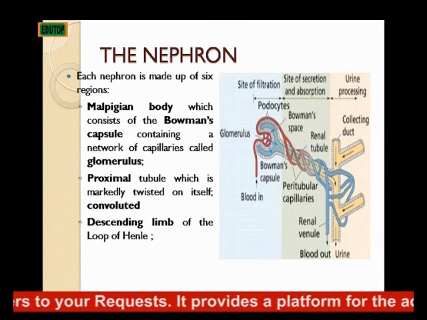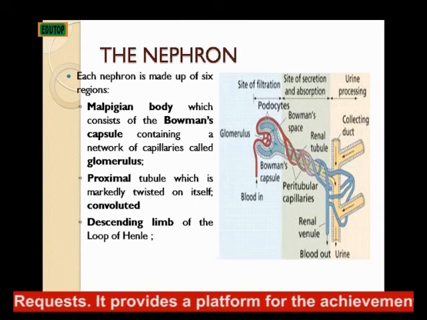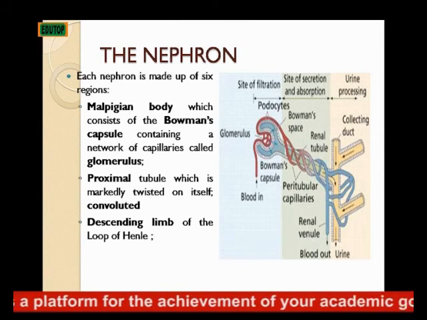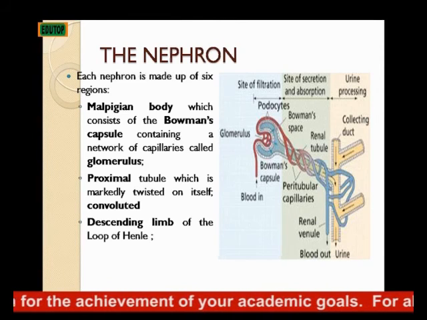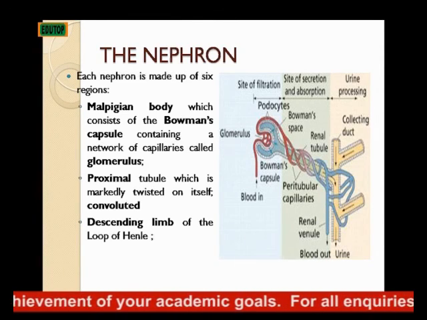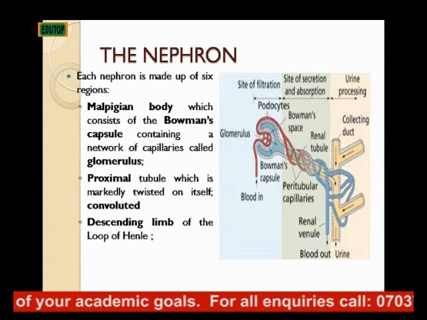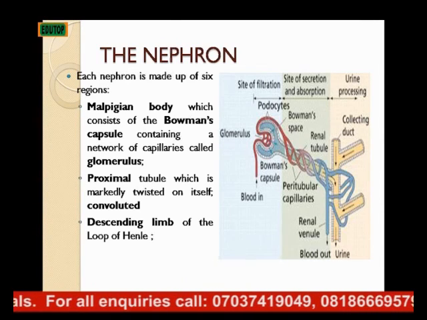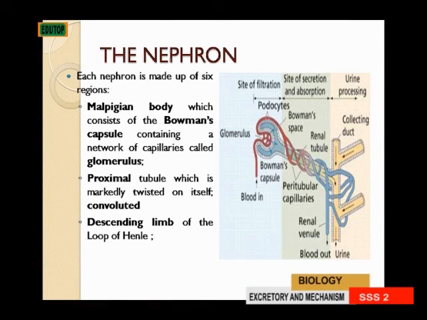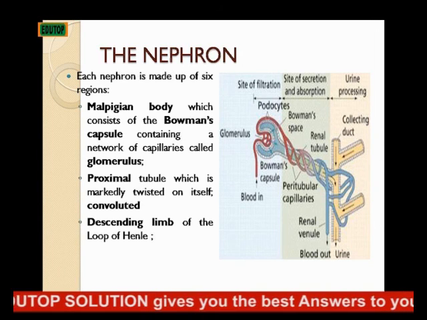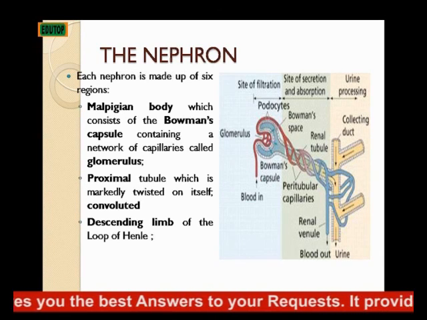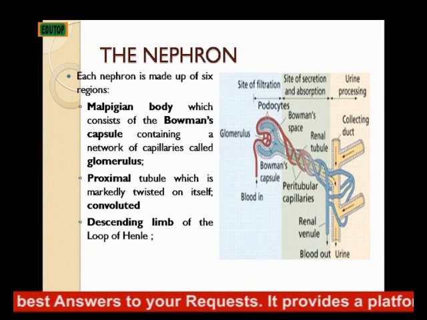The Malpighian body consists of the Bowman's capsule containing the glomerulus. The glomerulus is a network of capillaries. Look at it. This is the Malpighian body. It consists of the Bowman's capsule. Then inside the Bowman's capsule we have the network of capillaries called the glomerulus. Sometimes in some diagrams it's like a thread or like a sponge, just in that form.